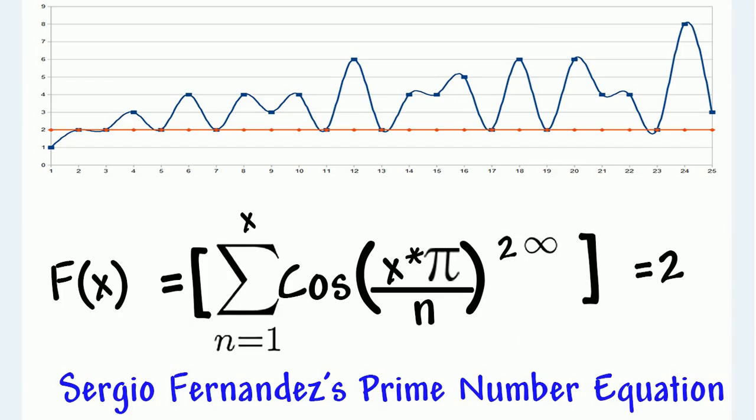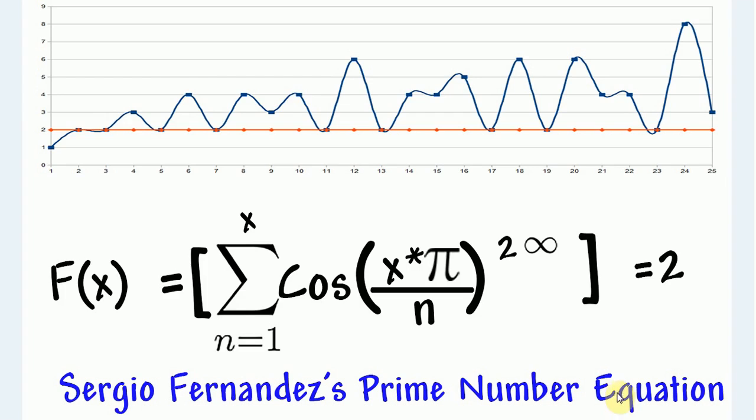Okay. This video is all about showing you the equations I came up with implemented in a spreadsheet, so that you can see that they work. I'm starting off with the first equation, which is the prime number check equation.